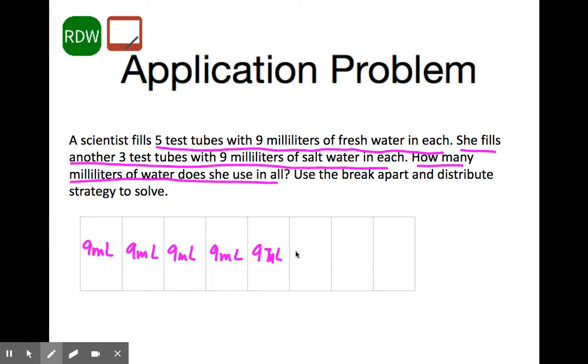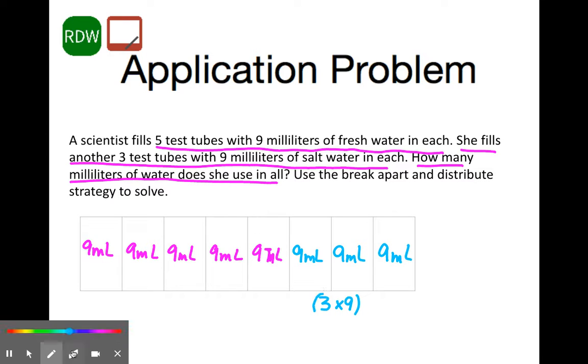It says she fills another 3 test tubes with 9 milliliters of salt water. And our question wants to know how many milliliters of water does she use in all? Well, we can see here that we have 3 nines. So that is like saying 3 times 9. Down here, we see that we have 5 nines or 5 times 9. Now, we would know that if we put these two things together, that would equal our whole strip.